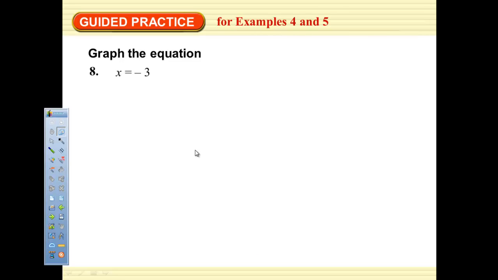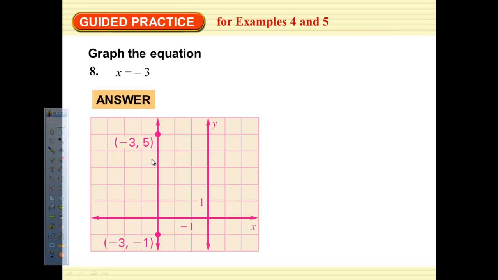Similarly, if we have x equals negative 3, this is going to go through the x-axis at negative 3, so we're going to get a vertical line. It's going to look something like this. Again, what I would do is go out to x equals 3 and just start plotting points where x is equal to 3, and it goes through the x-axis at 3.